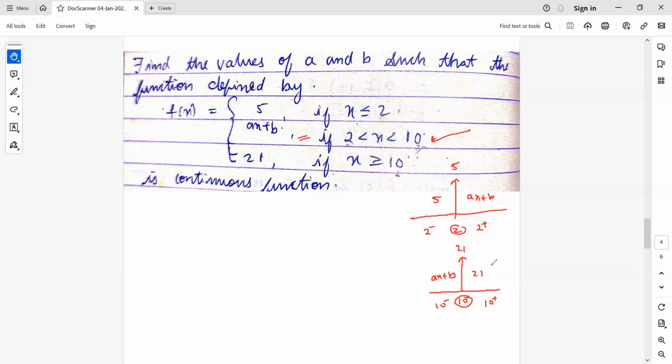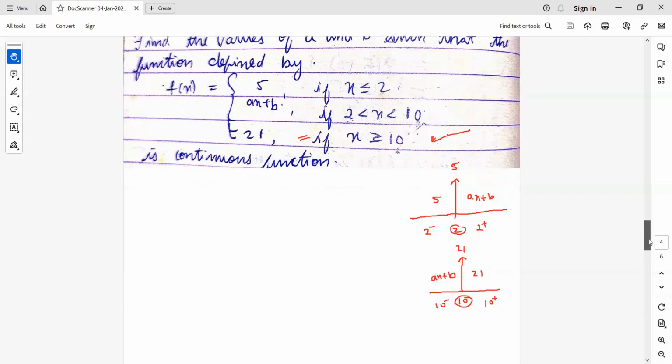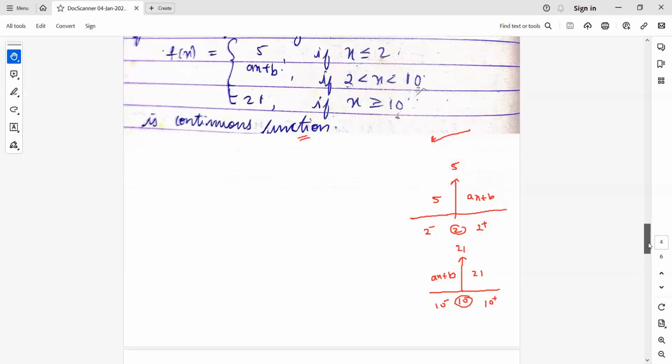Okay, so in this question again we are using the same steps, but the procedure is a little lengthy. First we will check the continuity of the function at 2. The function is already continuous, so we will find out the value of the constants at 2 and then at 10. So in the solution part, first we will discuss at x is equal to 2.